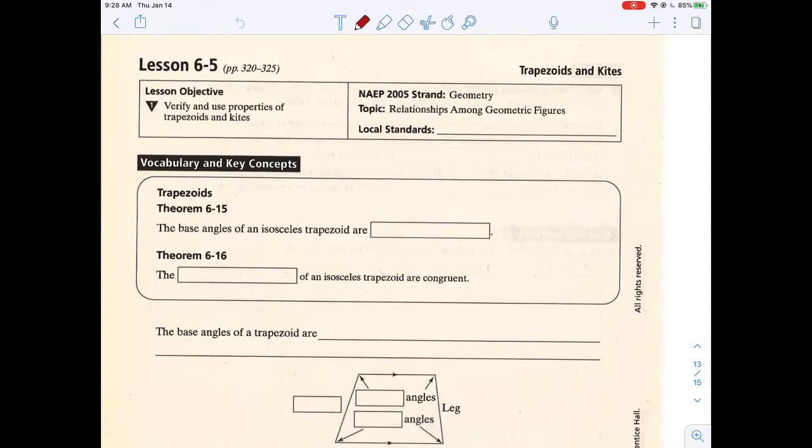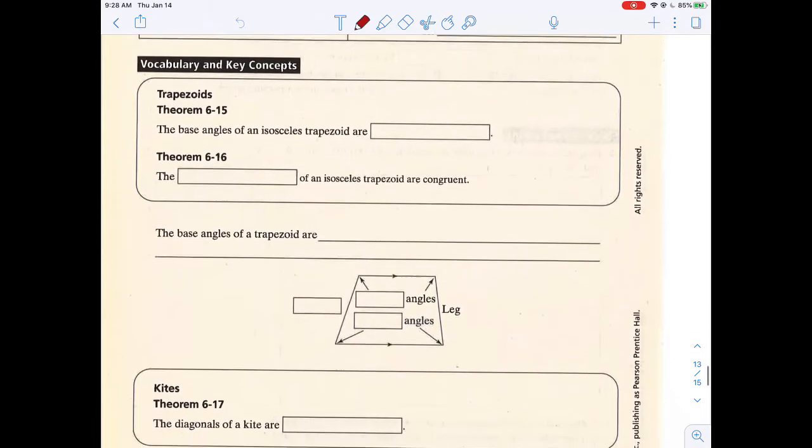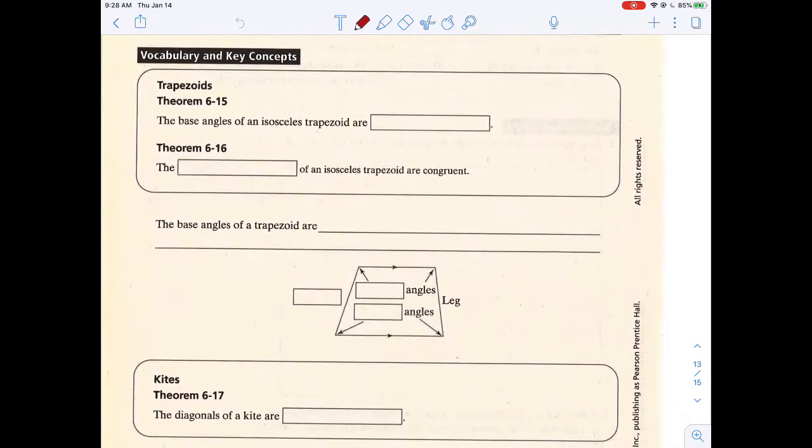Alright, lesson 6.5 is about trapezoids and kites, and our objective is to verify and use properties of trapezoids and kites. So first let's check out some new theorems. The first one is theorem 6.15. It says that the base angles of an isosceles trapezoid are congruent.